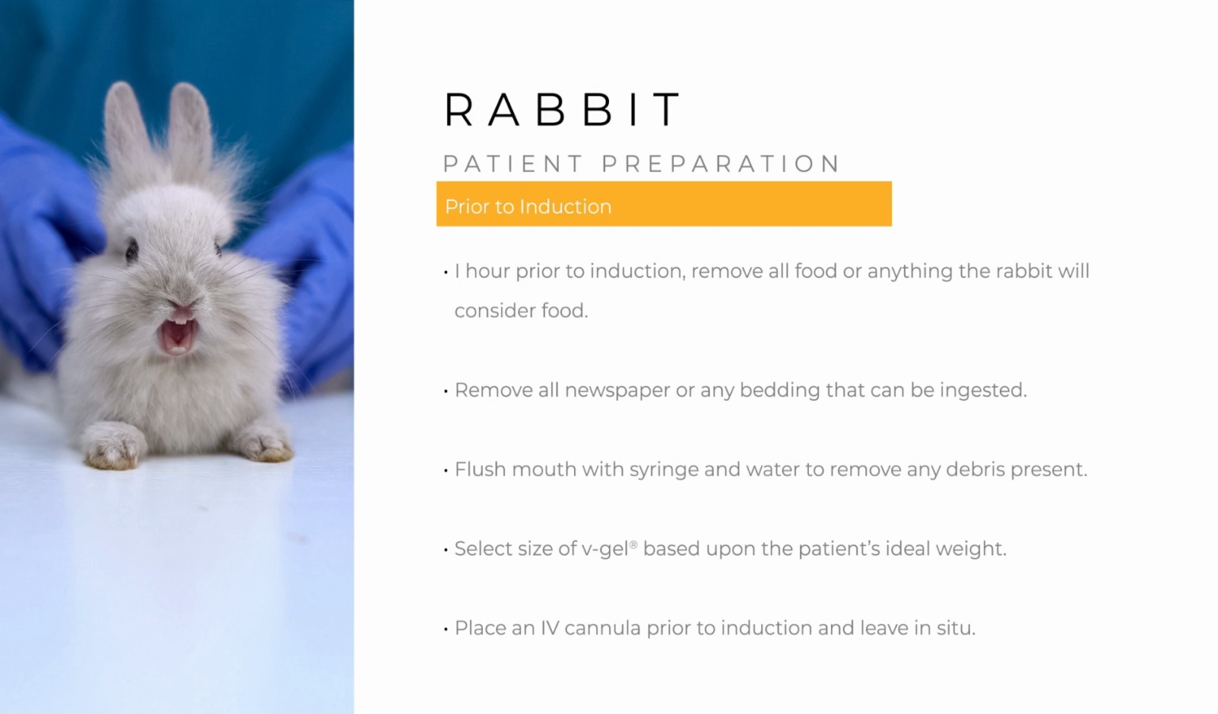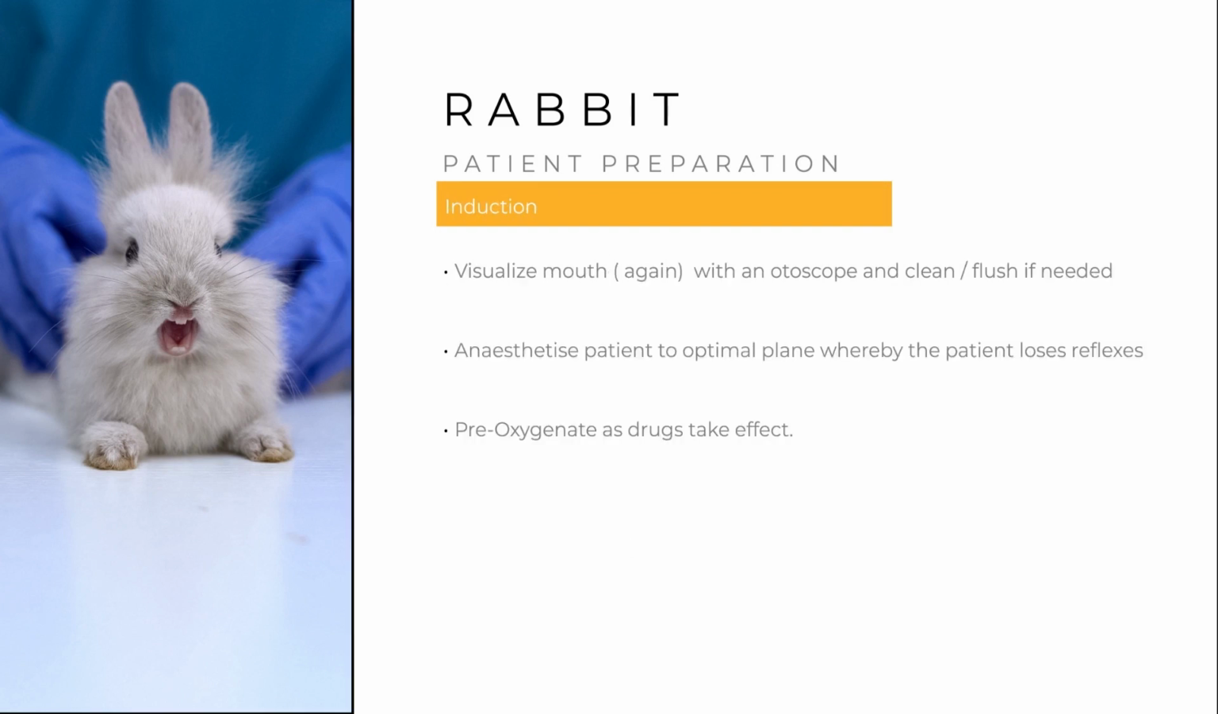Select the correct V-Gel size based on your patient's ideal weight. Always have an IV cannula placed to allow for any intravenous drugs to be given at any stage during the procedure. Immediately prior to induction, again visualize, clean and flush your rabbit's mouth to remove any obstruction and anaesthetize your patient to reach an optimal plane of anaesthesia. Pre-oxygenate your patient as the induction drugs are taking effect.